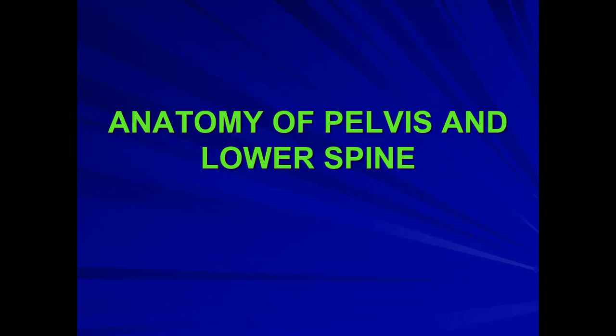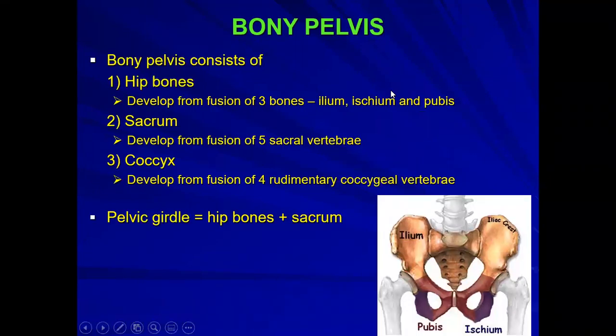You're all going to have a lecture on the anatomy of the pelvis and also the lower spine. So there are two components that we're going to discuss today: the pelvis and also the lower spine. For the introduction, we're going to start with the bony pelvis first. The bony pelvis consists of the hip bone, sacrum, and also the coccyx. These are the components of the bony pelvis.